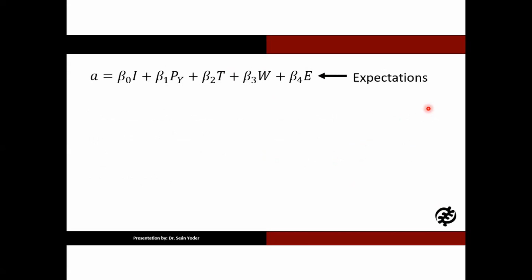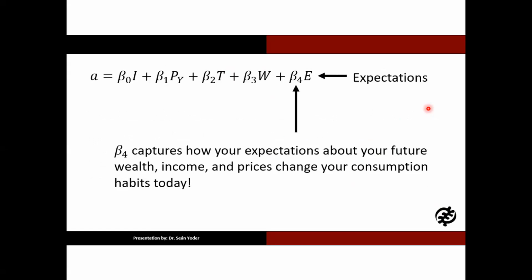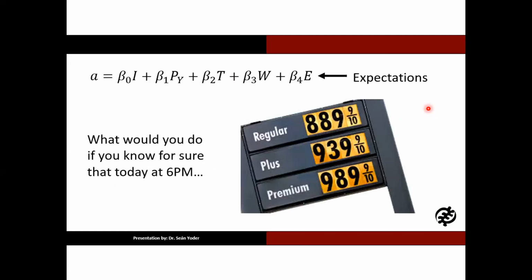Then we have beta 4. This is expectations. Beta 4 captures expectations about future wealth, income, prices, and how they change your consumption habits today. Now be careful, beta 4 is huge. So imagine if you knew that exactly at 6 p.m. today, that was going to be your reality for a gallon of gasoline. What would you be doing at 5:45? Classic answers: filling up my gas tank, buying a gas can, selling my car, buying a bus pass, right?